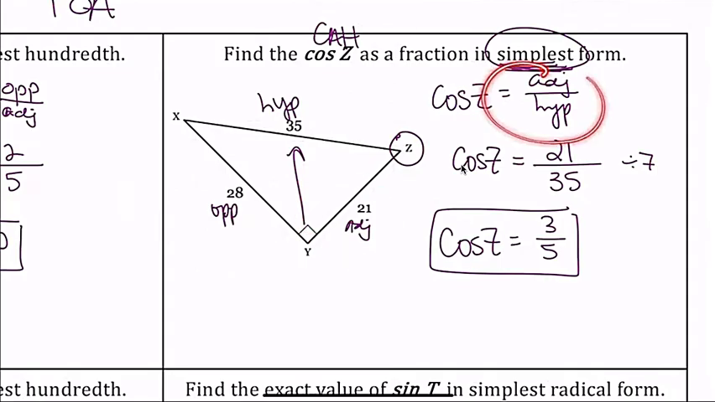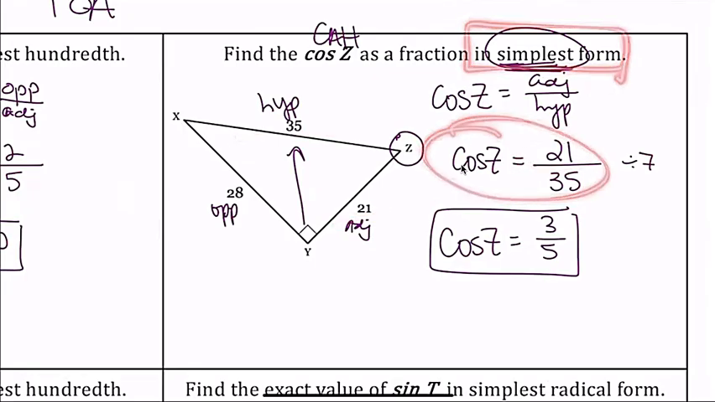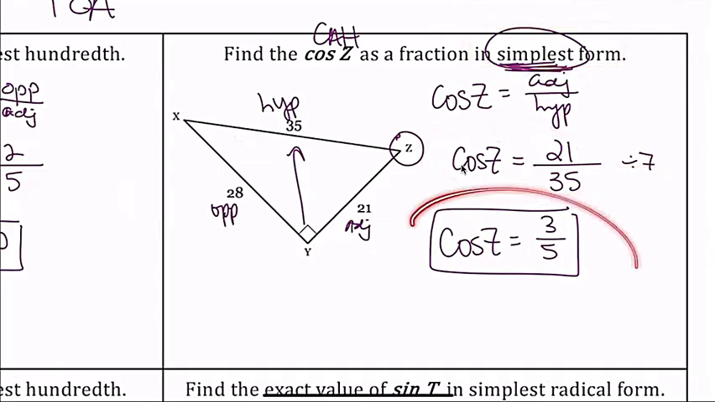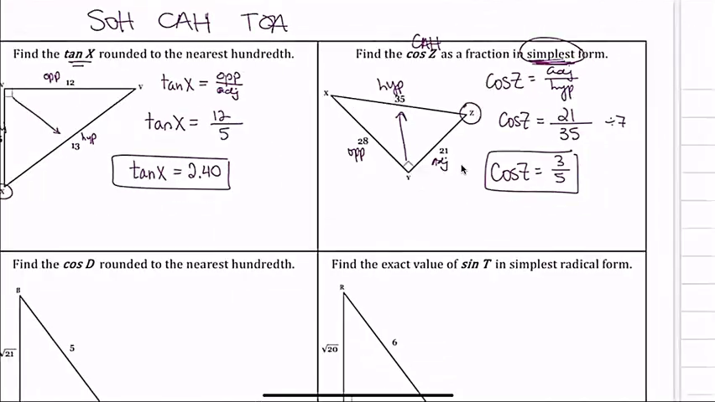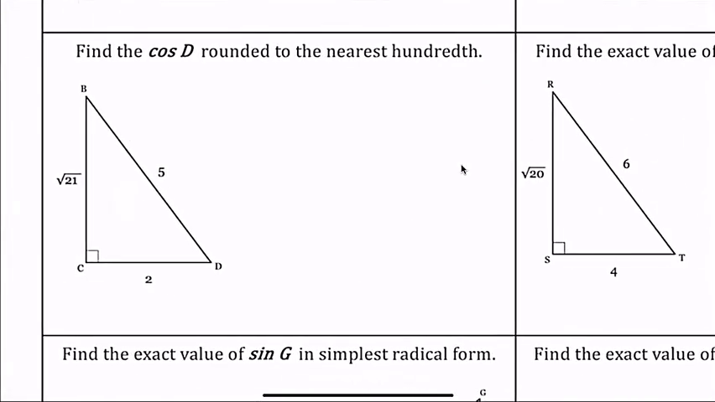Now, adjacent over hypotenuse would be 21 over 35. It asked for the fraction in simplest form, so we couldn't leave it like this because they can both be divided by 7. And that gives me 3 over 5. Go ahead and try the next one.